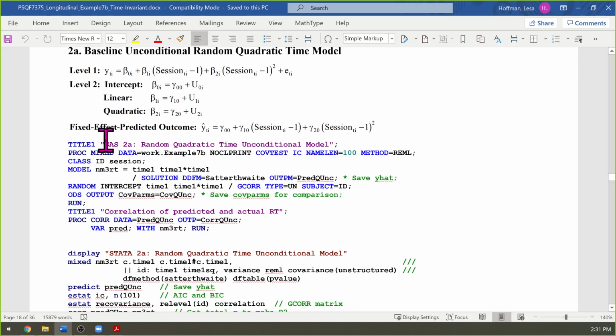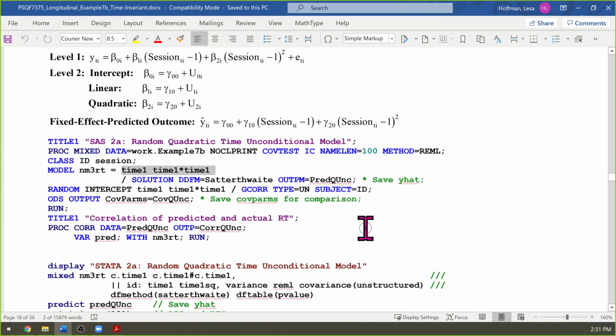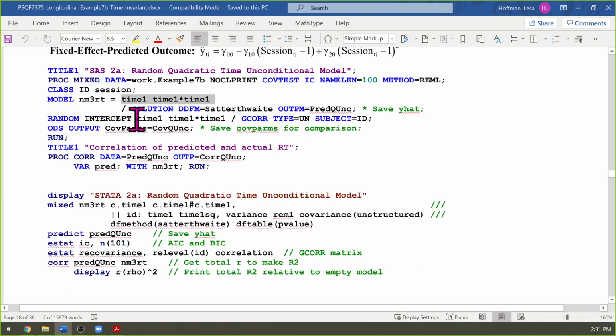So then the fixed effect predicted outcome y hat here is just a function of the fixed intercept, the fixed linear slope for time, and the fixed quadratic slope for time. And those are the 3 terms that go into the model right there. They also go into the model right here.